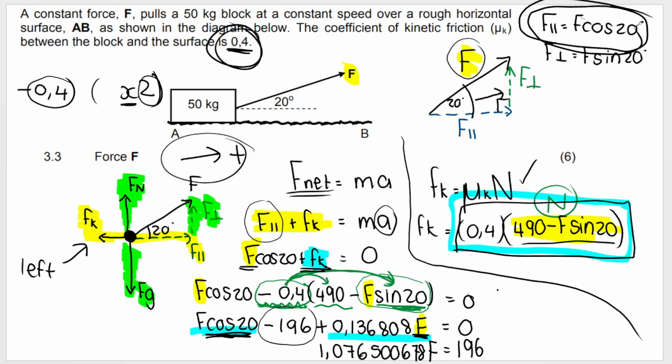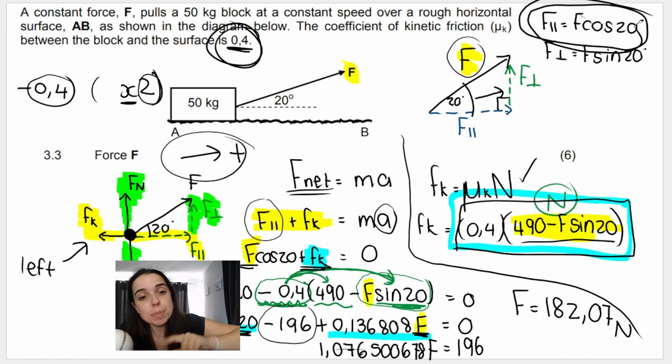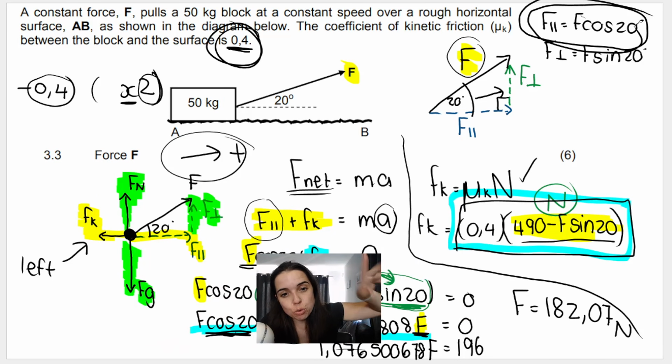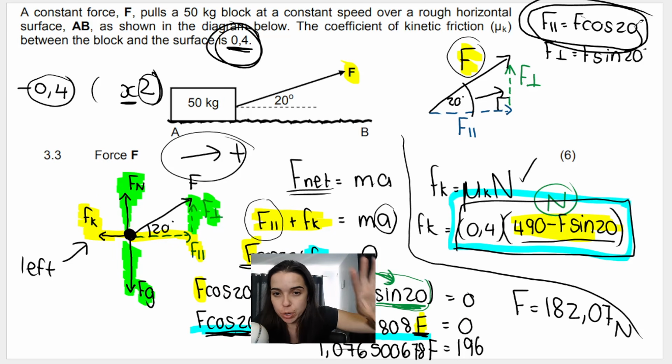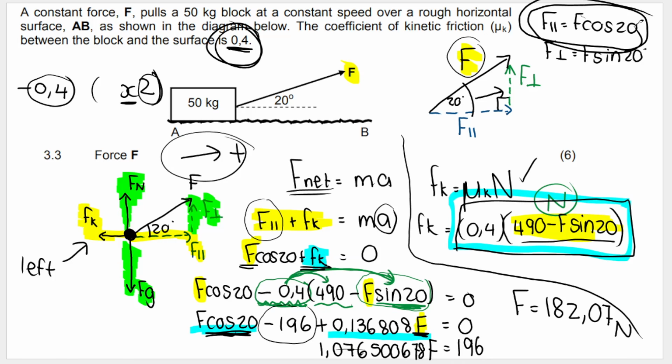And then last step, to get F by itself, we say 196 divided by this number here, 1,07 and so on. So 196 divided by that, and I get F as equaling 182,07 Newton. Now remember, I know it's tricky, but you're not technically supposed to round off anywhere in this part of the question, only right at the end.